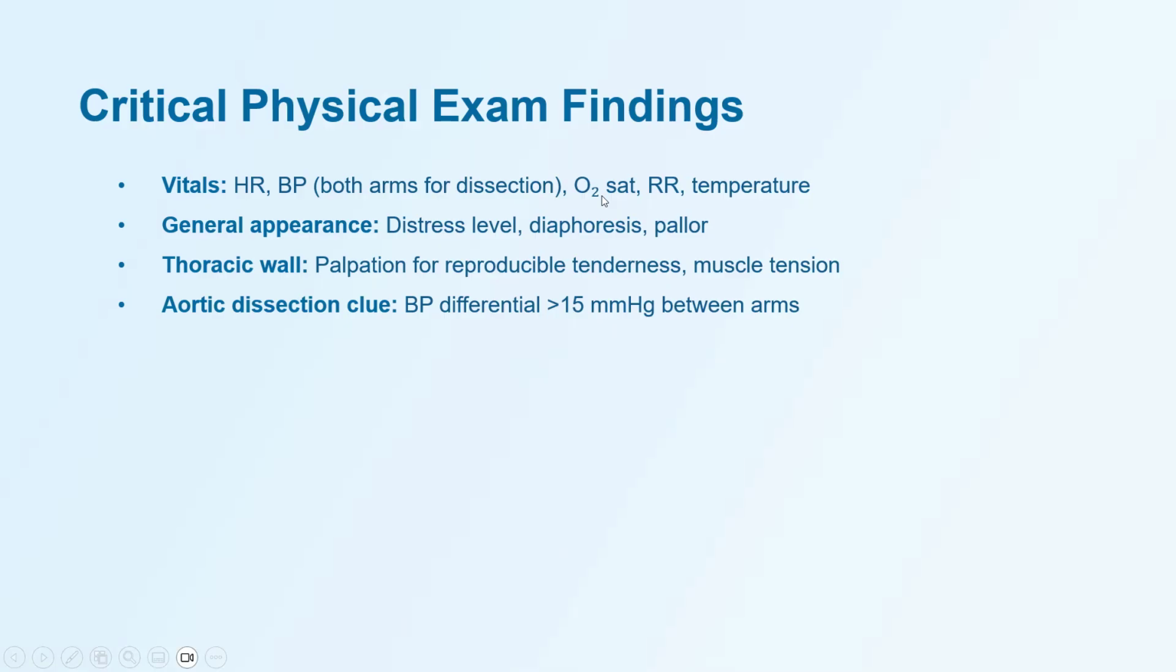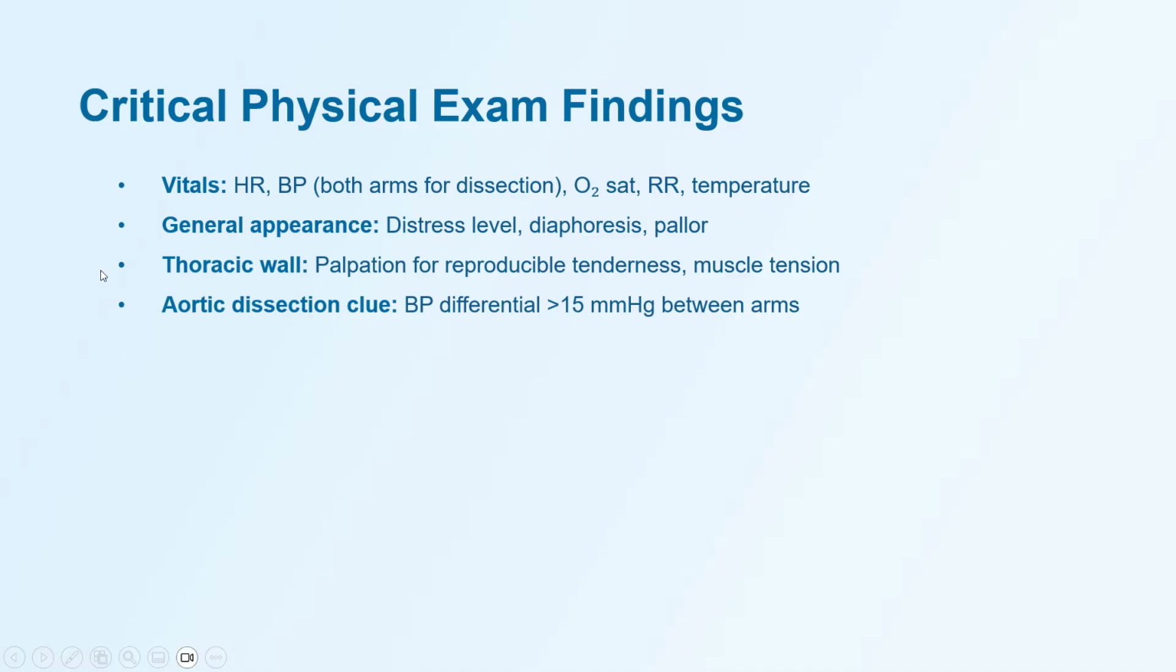Look at their oxygen saturation. If O2 sat is low, even if it's STEMI, we would consider giving them oxygen. Look at the respiratory rate. Are they tachypneic? Tachypnea could indicate a pulmonary embolism. Look at the temperature. Do they have a fever with it? If there is a fever, it could be endocarditis or pericarditis or pneumonia. Anything that would be infectious in origin may have a fever or high temperature with it.